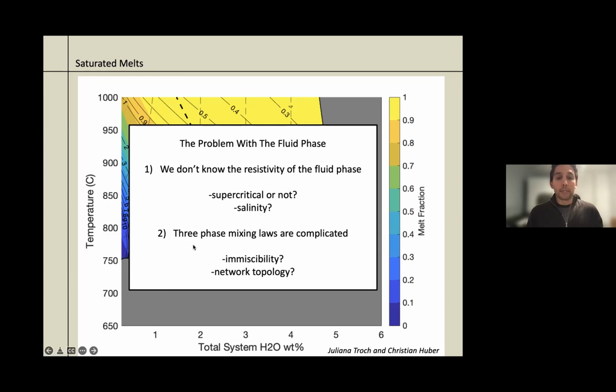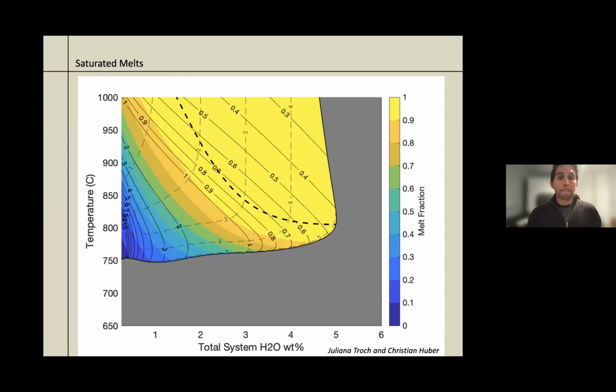And then the second problem is that three-phase mixing laws are quite complicated. You have additional problems of immiscibility between the fluid phase and the melt phase. You've got additional complexities with the network topology, and it just is kind of a can of worms that hasn't been studied very thoroughly, at least to my knowledge.